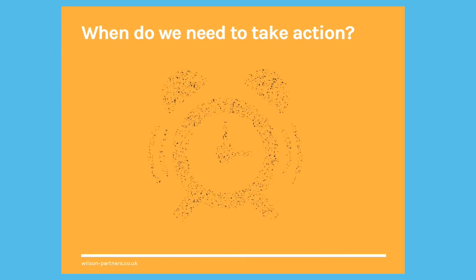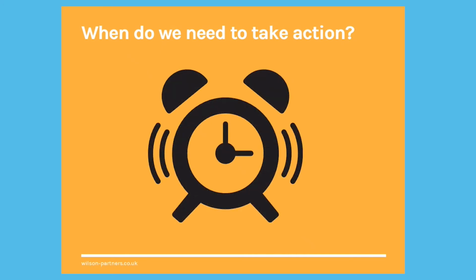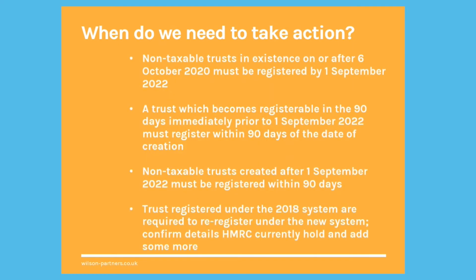So when do we need to take action? And the simple answer is now. Non-taxable trusts in existence on or after the 6th of October 2020 must be registered by the 1st of September 2022. A trust which becomes registrable from the 4th of June 2022 must instead register within 90 days of the date it becomes registrable. Either taxable or non-taxable trusts created after the 1st of September 2022 will have the 90 days to register.